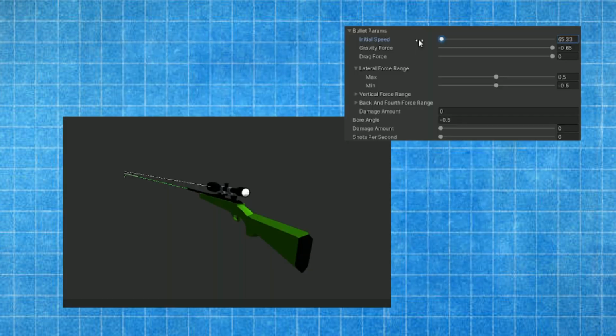This is how these factors alter the trajectory of the bullet. Speed increases or decreases the range of the bullet. Gravity alters the drop rate of the bullet. Drag slows down the bullet over time.